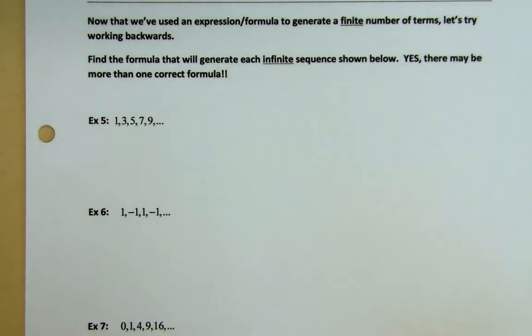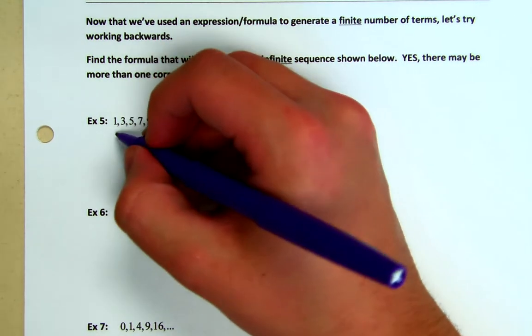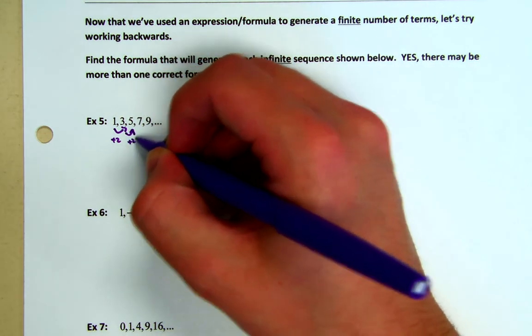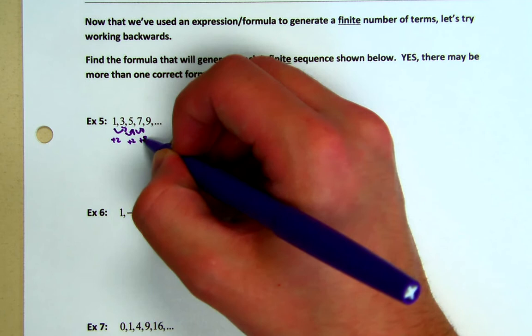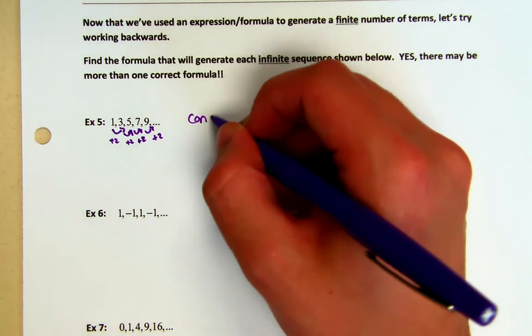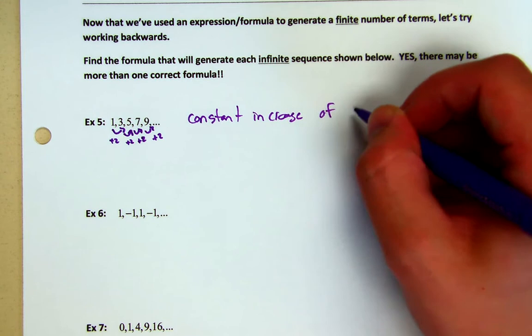Alright, so now let's talk about coming up with the sequence. We are going to work backwards. So we got to think a little bit about these. If I'm starting with 1, then I got to think of how I'm moving. Well, I'm moving up by 2, again up by 2, up by 2, up by 2. So I realize that there's this constant of 2 going on. So constant increase of 2.